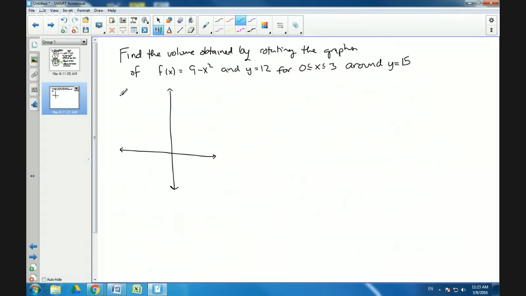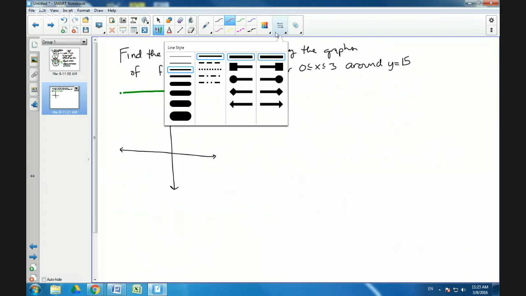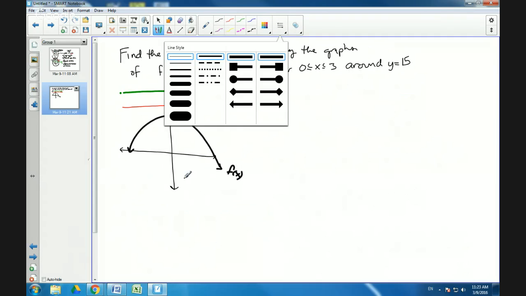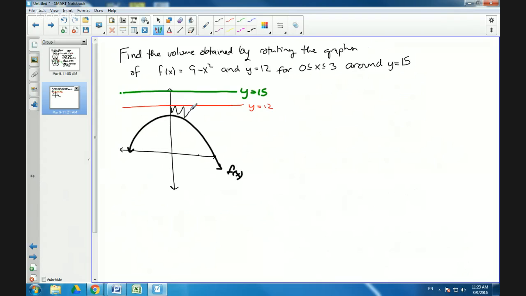So here's our line we're revolving around. Y equals 15. Y equals 12 forms our region, as well as y equals 9 minus x squared, and 0, 3. Right? So we're going to take this region and revolve it around that line.